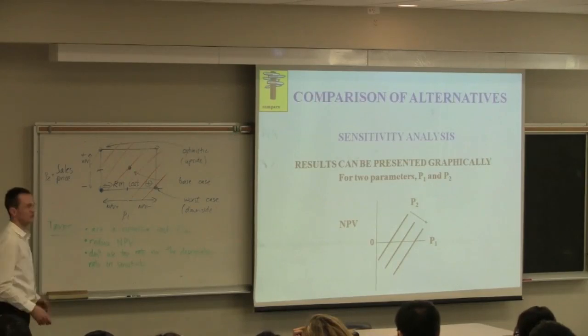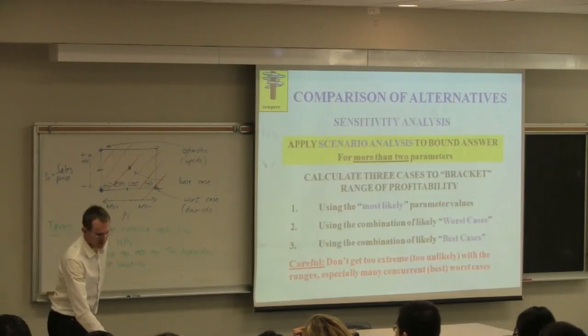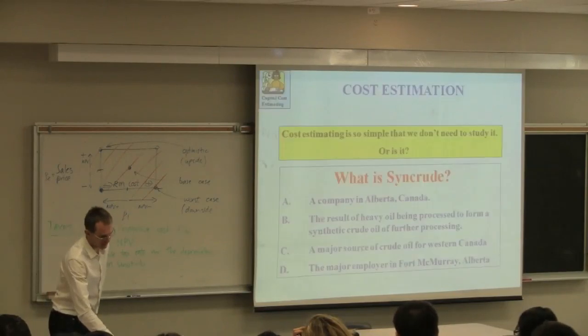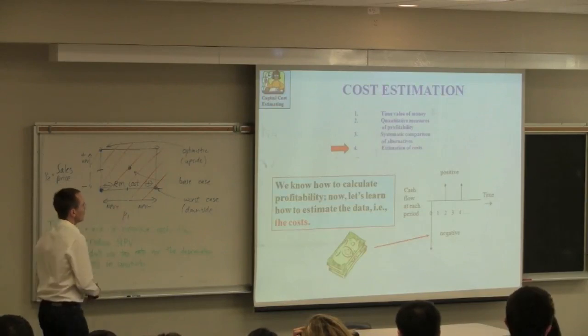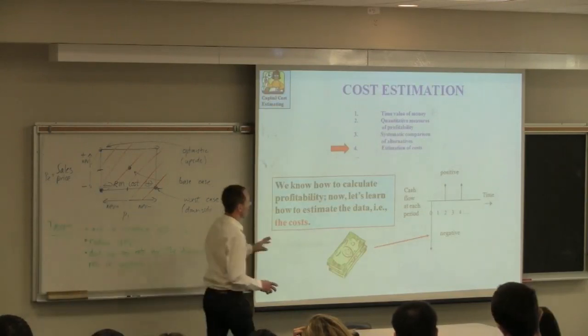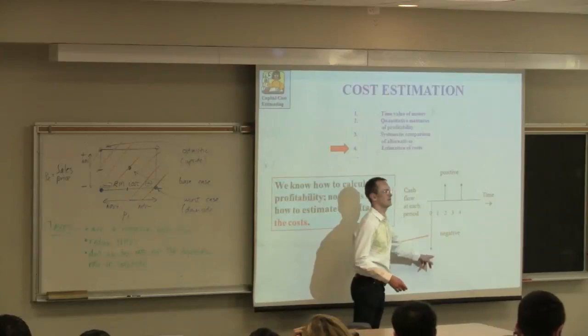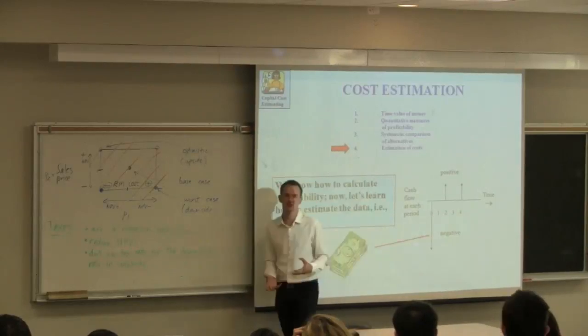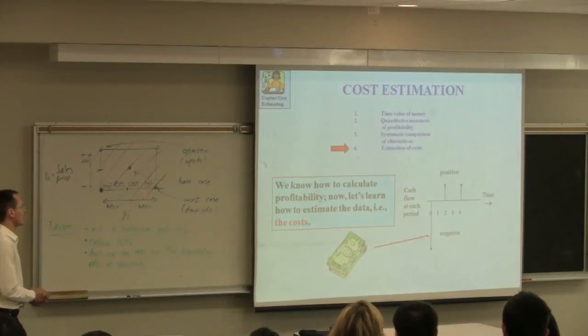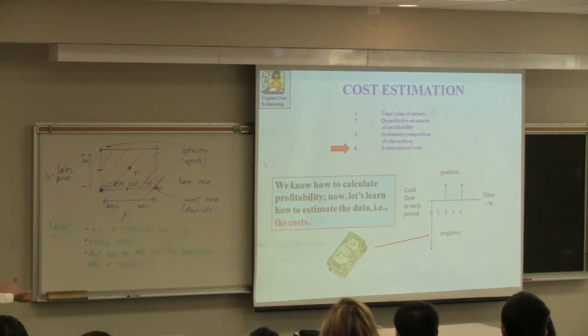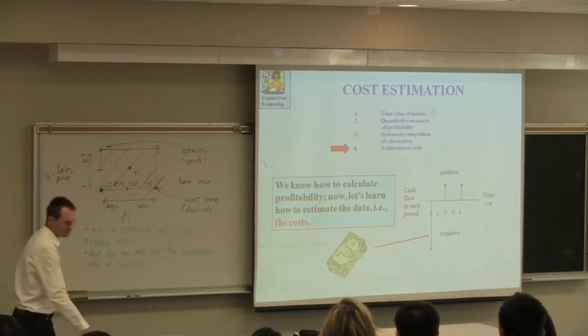Now let's move on to the new section, which is capital cost estimation. We're now coming to the question of how do we estimate this huge negative at the start. That's really what this section is about. That flow of money that leaves our company bank account, how do we learn to estimate that value?